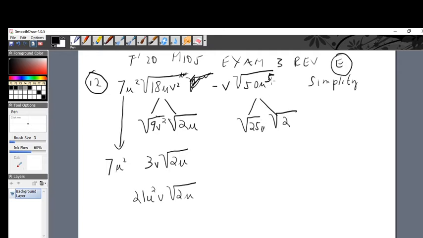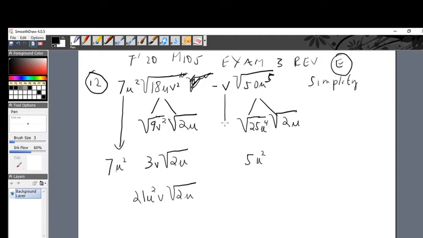So I split u to the 5th into two pieces. One of them is the perfect square. What's the highest even number beneath 5? Which is 4, so it's u to the 4th. And the leftover is u. 4 plus 1 is 5. Okay, now what's the square root of 25? 5. The square root sign is gone. Just like over here, the square root sign is gone. What's the square root of u to the 4th? Divided in half, it's u squared.